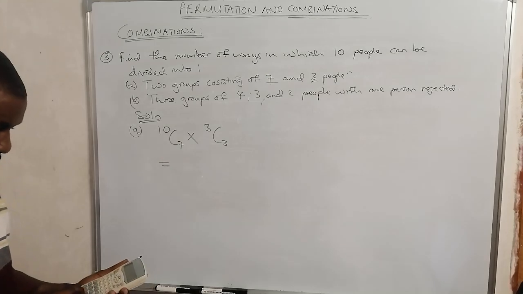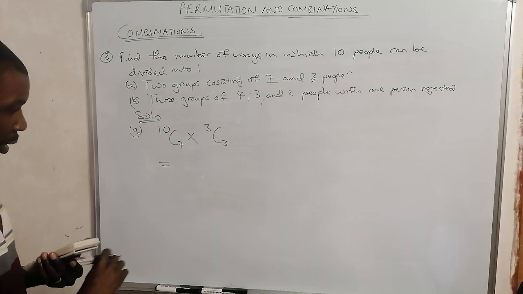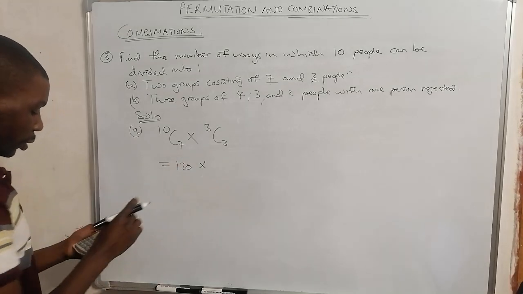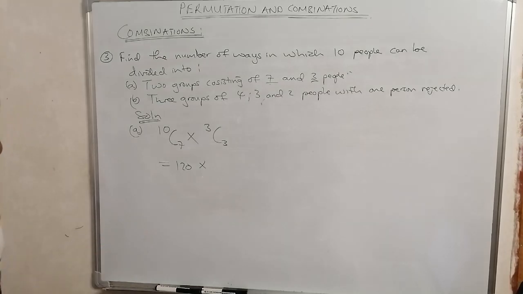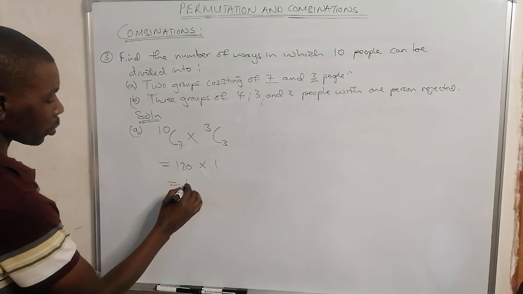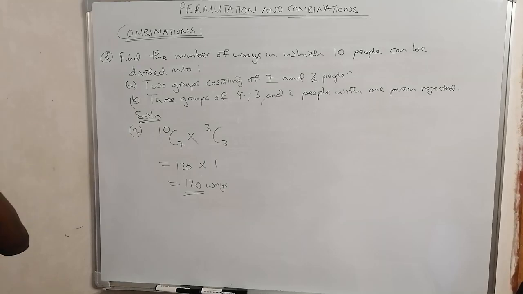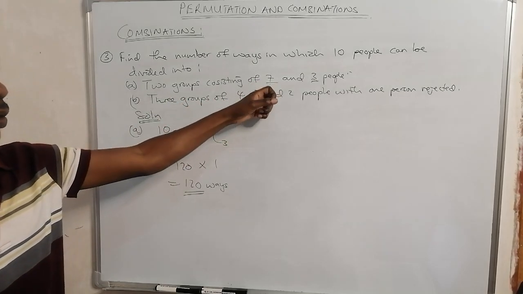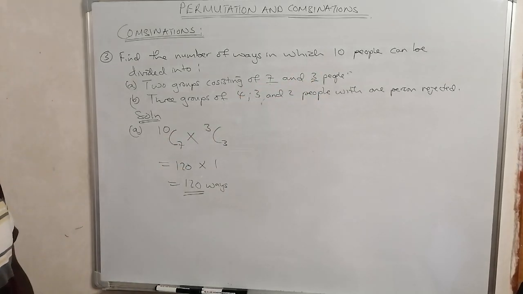10 choose 7, that's 120, times 3 choose 3, that's 1. 3 choose 3 is the same as 1. So that will be 120 ways. So in this case, if we use 7 first, we are not going to use 10 choose 3. The remaining will be using 3 choose 3, right?